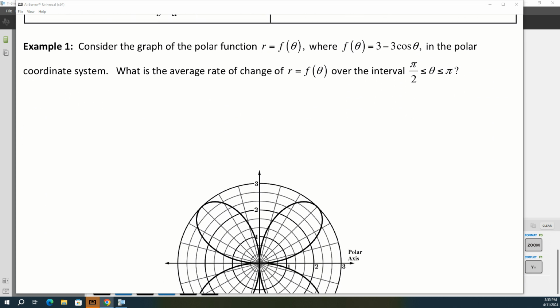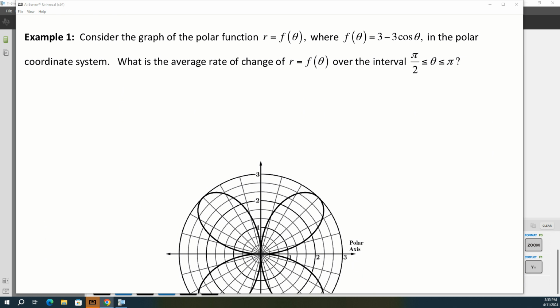All right, so let's look at example 1. We're going to consider the graph of the polar function where r is equal to f of theta, and f of theta is 3 minus 3 cosine of theta in the polar coordinate system. I hope that you recognize that is going to be a cardioid. It's going to be sideways. A cardioid is basically going to look like something like that. We don't have to know that to be able to do this problem, though. That's just some extra information.